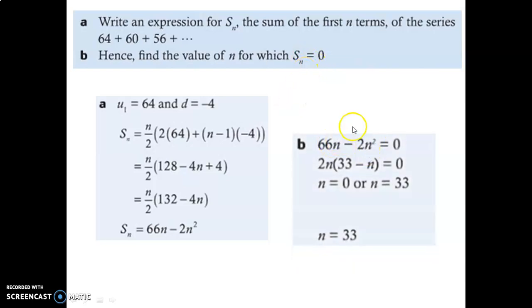So we're going to use the equation for the sum that we just made up, and we're going to say, well, when does the sum equal 0? Now we have this quadratic, which we can factor out 2n from. And if you remember how to solve quadratics, we set the first factor equal to 0 and the second factor equal to 0, and you get 2 answers. So our answer must be 33. When we have 33 of these terms, we will have a sum of 0. Great question. That's a really good one.